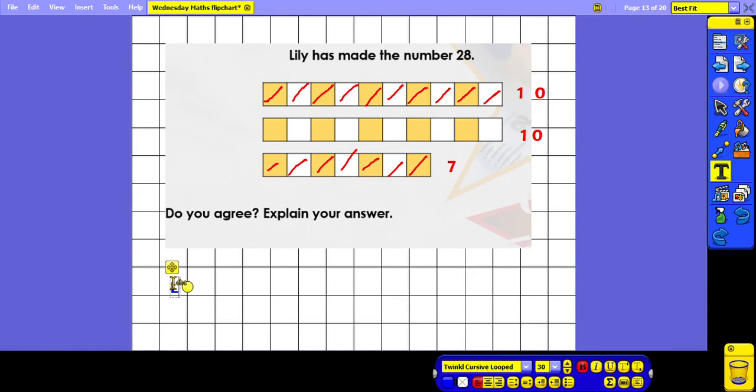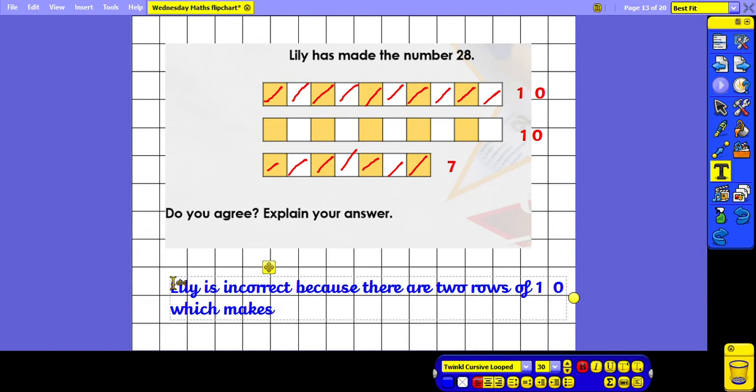Okay, so Lily is incorrect because there are 2 rows of 10, which makes 20, and there are 7 more. Altogether, there are 27 blocks.